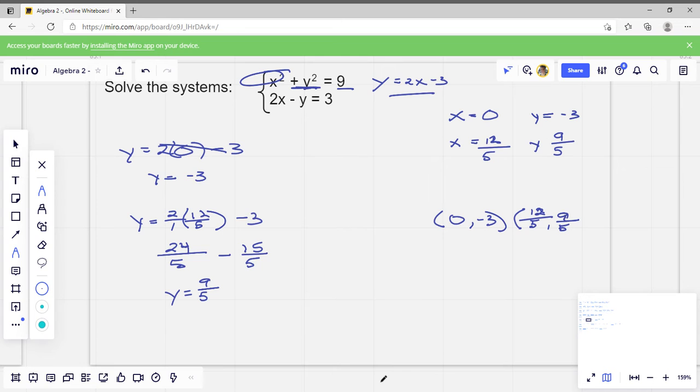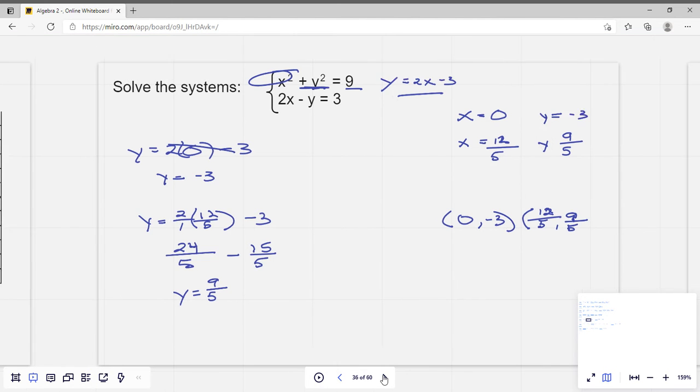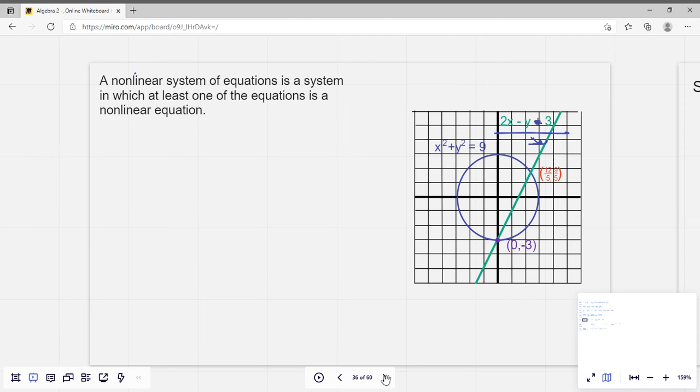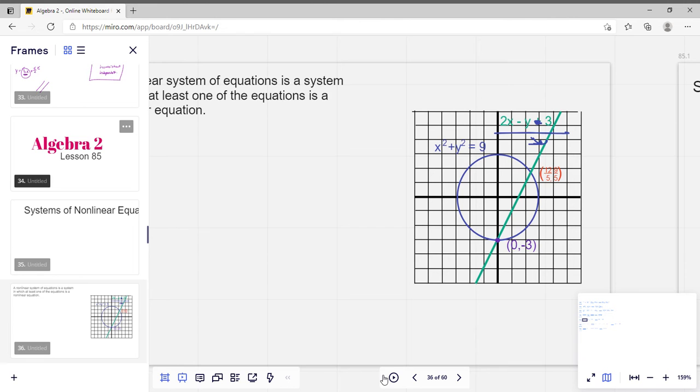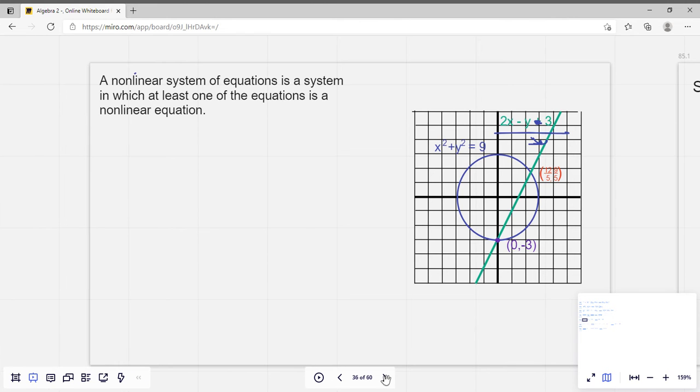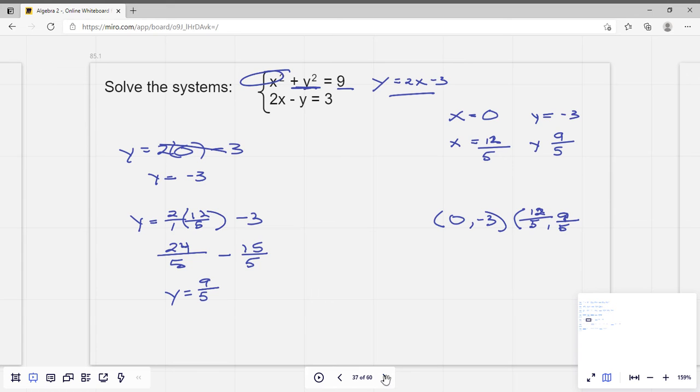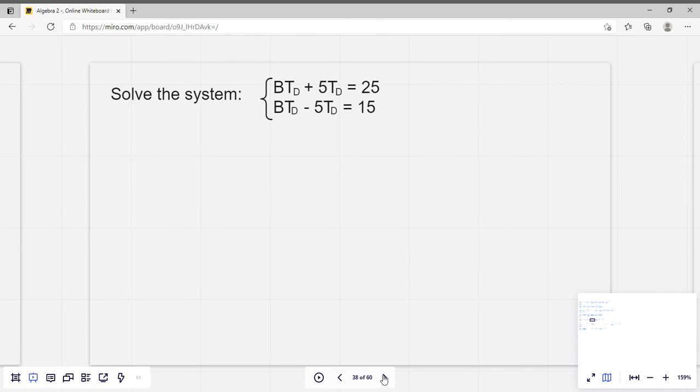And if we look back at this graph, we'll see that that is what it is on the graph. So here's our 12 over 5, 9 over 5, and down at the bottom, that bottom point is 0, negative 3. And that's what I've got here: (0, -3), (12/5, 9/5). All right, this one's a different type of equation.